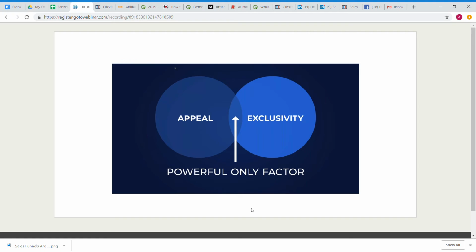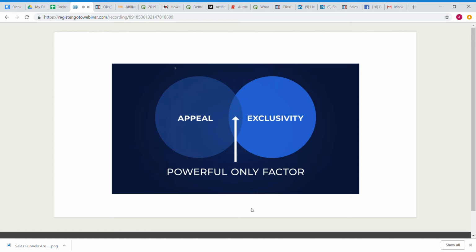I like this picture better. It gets diluted, okay? The appeal no longer is as appealing because if they can get it from 1,000 other people, because it has no exclusivity, it's worthless. Now, what if you have exclusivity but no appeal, right? So you sell 3-wheeled cars, 2-wheeled cars. Woo, you're exclusive. The only guy to sell a 2-wheeled car. How appealing is that?